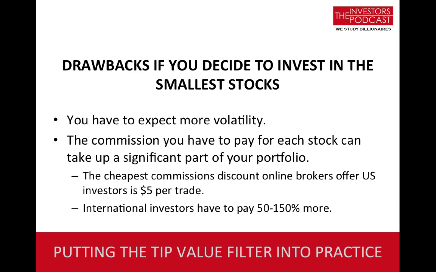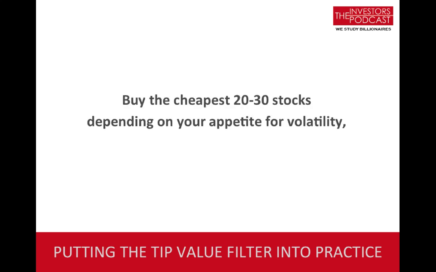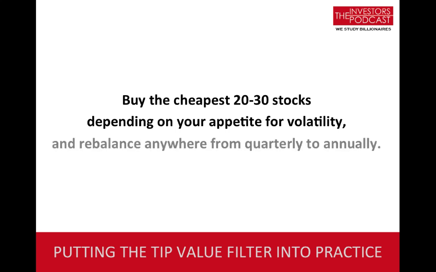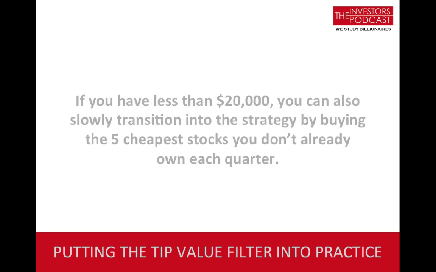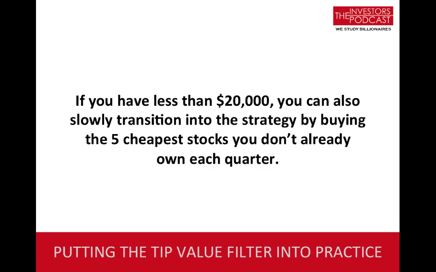Depending on the size of your portfolio, I suggest that you buy the cheapest 20 to 30 stocks, depending on your appetite for volatility, and rebalance anywhere from quarterly to annually. If you have less than $20,000, you can slowly transition into the strategy, buying the 5 cheapest stocks each quarter that you don't already own. That way you come in with a rebalancing strategy, lower fees, and the chance of getting your feet wet.